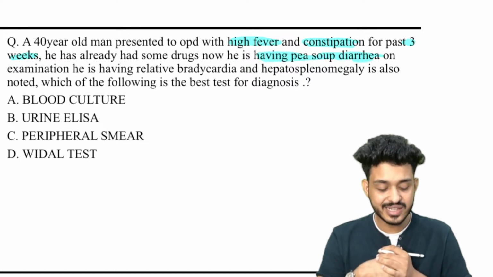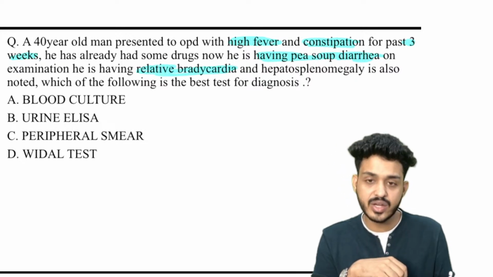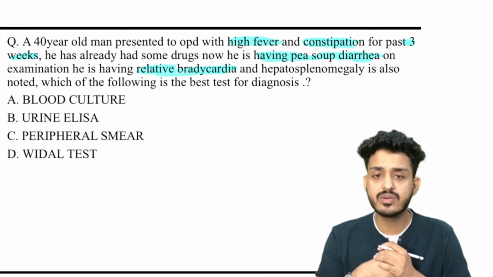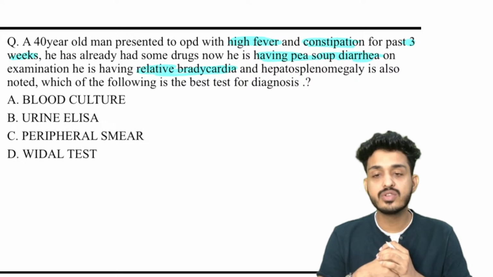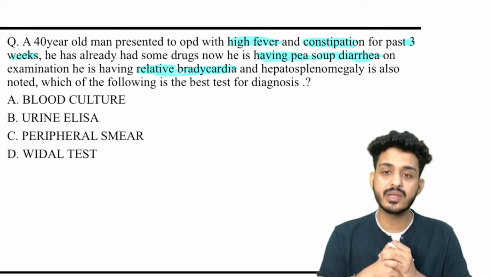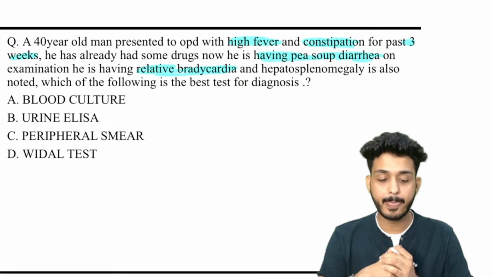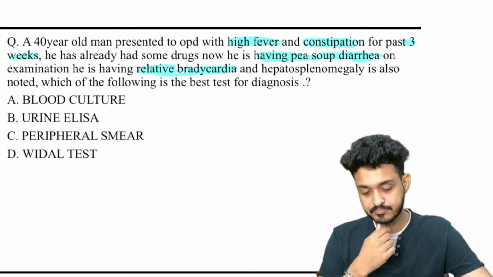On examination, he is having relative bradycardia. Can anyone tell me what this sign is known as? And hepatosplenomegaly is also noted. Which of the following is the best test for diagnosis? First of all, please try to tell me what your diagnosis is. What do you think this can be? Try to answer, guys.